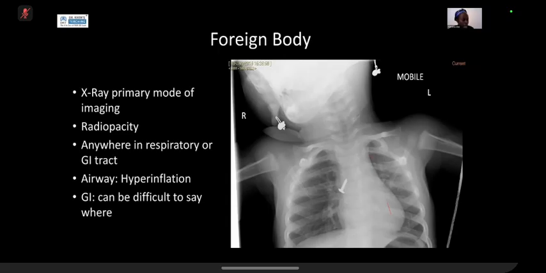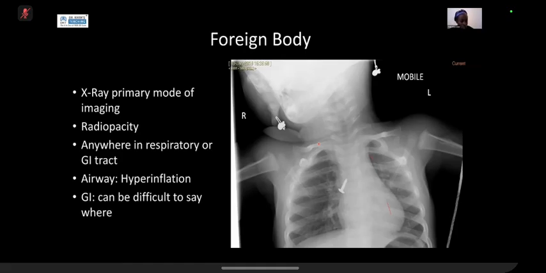So X-rays are the first line imaging for foreign bodies. Some people do them as low dose fluoroscopy imaging. Some people do a proper radiograph. I personally prefer a proper radiograph for the initial X-ray, but it depends on your practice locally. And what you're looking for is a radio opacity or radio density that looks foreign, basically. So screws, magnets, anything that children can get their hands on, they seem to want to swallow. Coins is also a common one we see. And they can be anywhere within the respiratory and the GI tract.